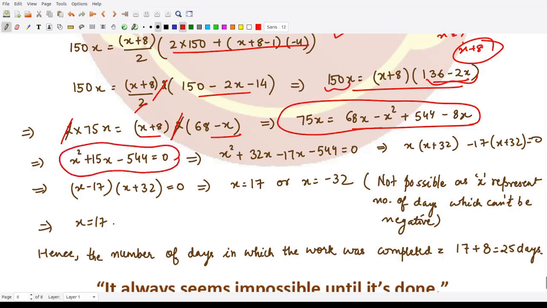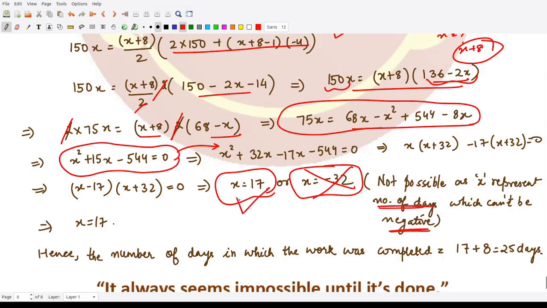So we would have 2 solutions for this equation. You can factorize the given equation. So you see plus 17 and minus 32 come out to be its roots or solutions. Now this case is not possible. Why? Because x represents the number of days, and number of days can't be negative. So therefore x equal to 17 is the correct answer. Hence the total number of days required to complete the work would be 17 plus 8, which is 25 days.